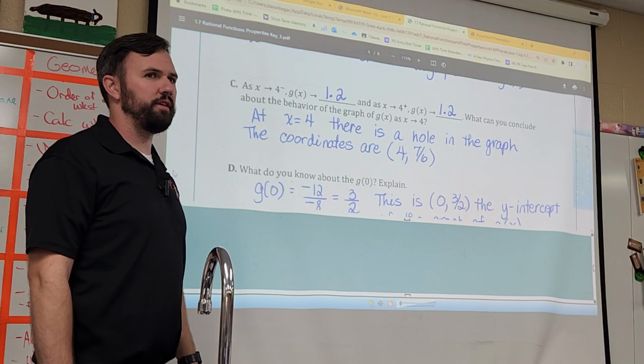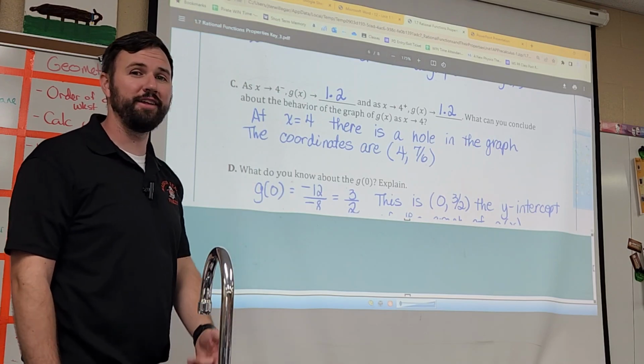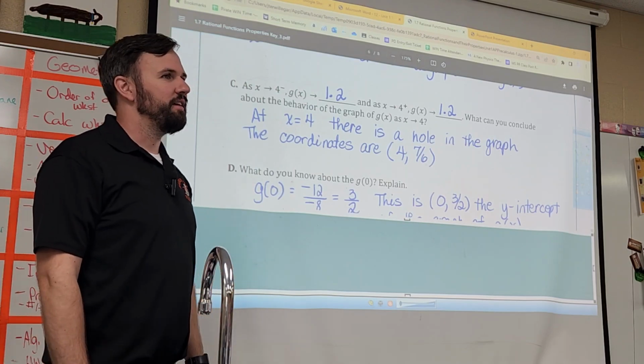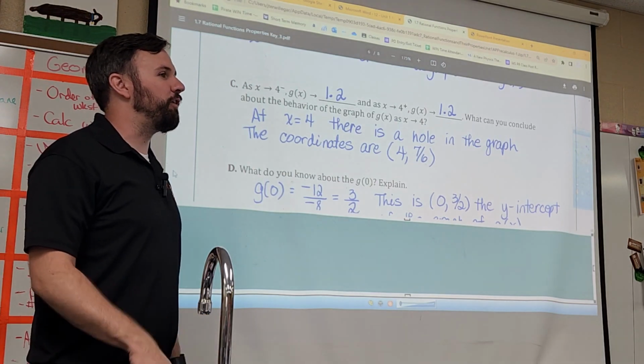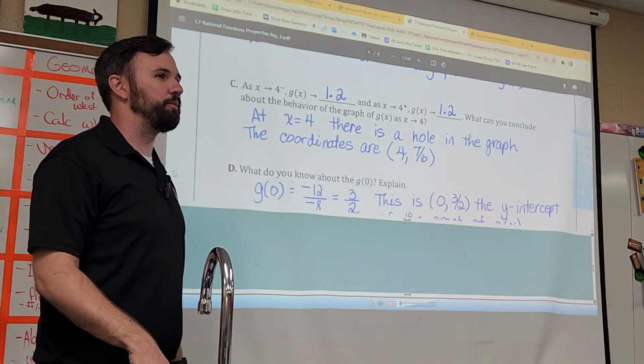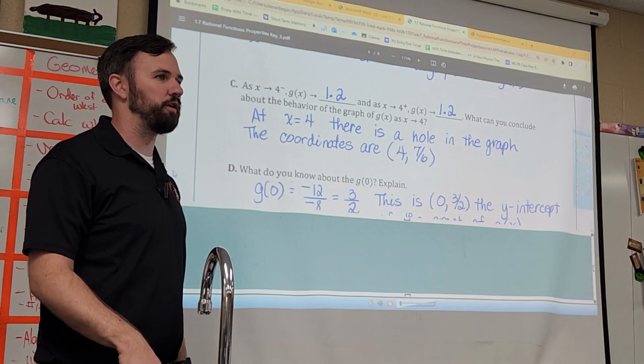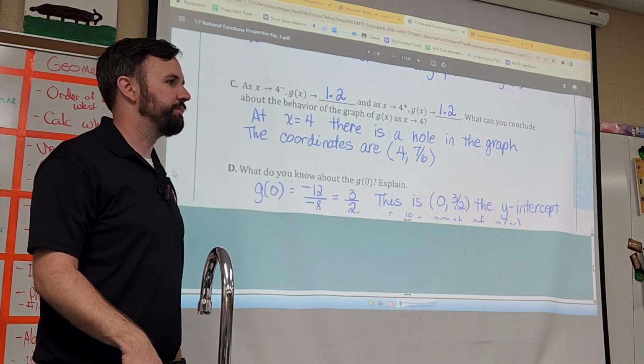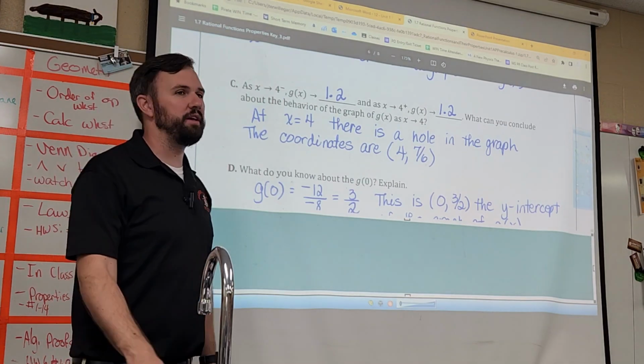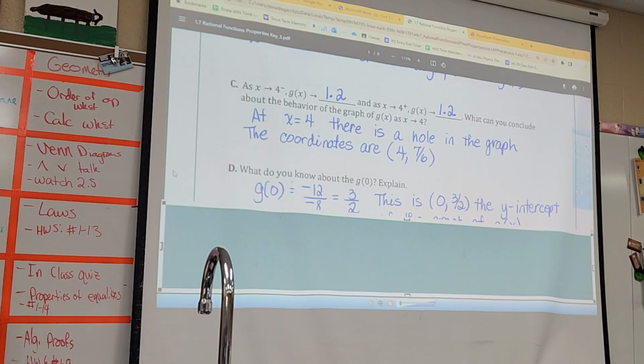Why are holes important to know? So you don't fall into them. No, because there might be functions that can be simplified, but you need to know the values that don't work, because then you discard them. Okay? So that would be like 4 is one that we'd have to discard.